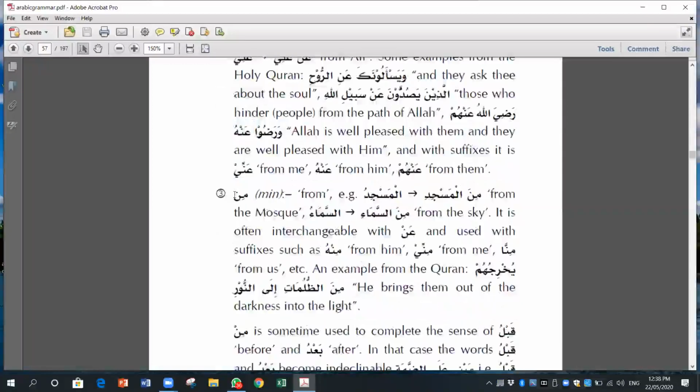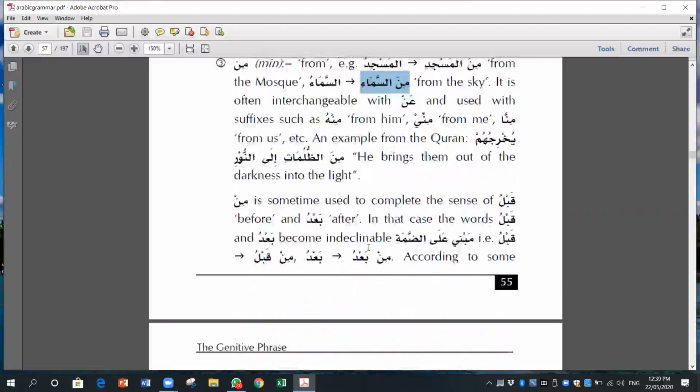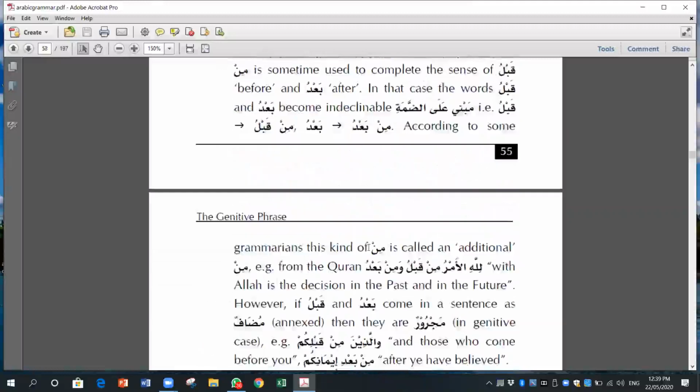The next is min. Min is also a harf jar. It means from. Min al-masjidi, from the masjid. Min as-samai, from the sky. Anzala ma'a min as-samai: He sent down water from the sky. It means from. The examples, inshallah, you can go through by yourself also.